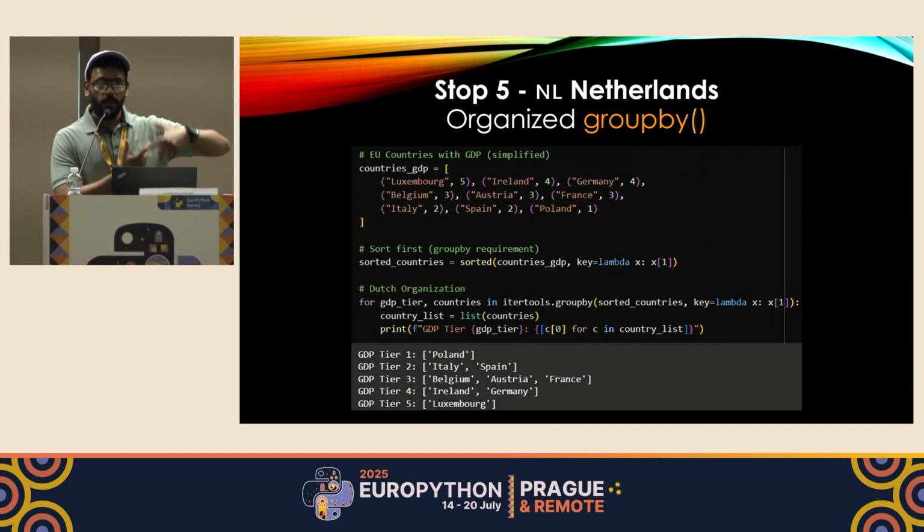In order to perform the group by, we first need to sort the data based on the group by key, right? Only then can you perform the group by. So once you sort the data, you can perform the group by operations, and that gives you the data based on your GDP tiers. And the most important point that you should remember here is group by does not work magically. You first need to sort the data based on the group by key, then only are you able to get the results, right? So that's the main difference here.